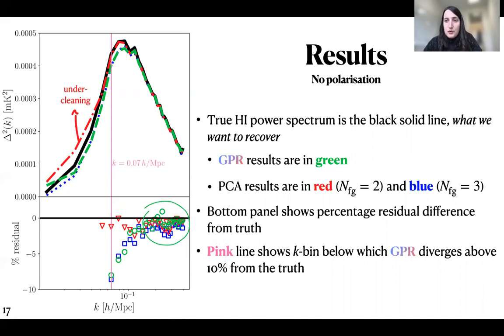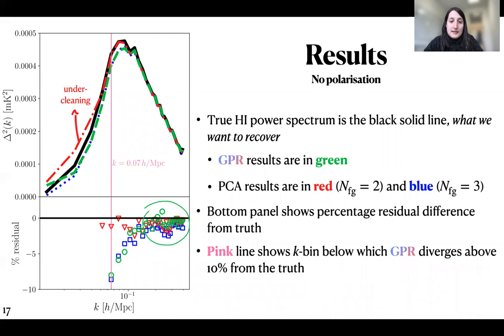And we show also results obtained with another widely used foreground removal method, principal component analysis, which requires you to choose a number of components to remove from your data. And this removes the foreground. So we show here PCA with n equals 2 and n equals 3 to have a broad comparison. And the bottom panel shows the percentage residual difference from the truth. So we want this to be as close to 0 as possible. The pink vertical line shows the K-bin below which GPR diverges to above 10% from the truth. So we say that below this K-bin, GPR fails to recover the truth.